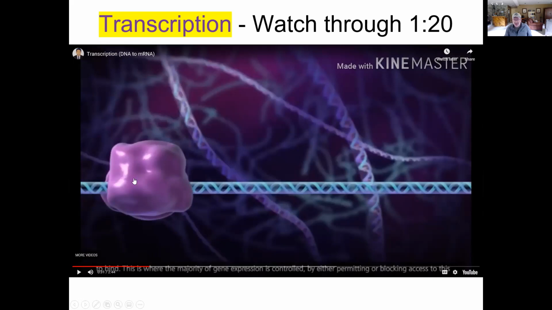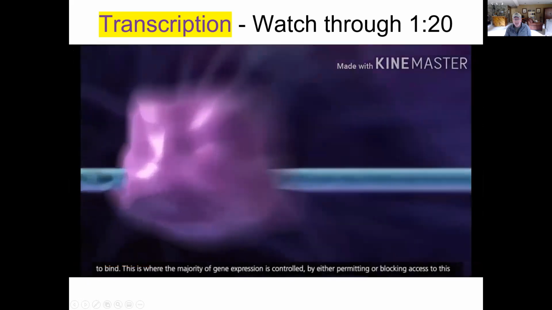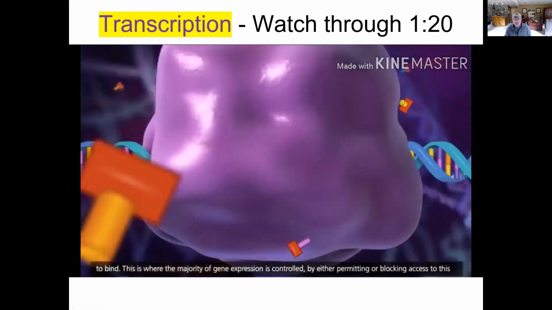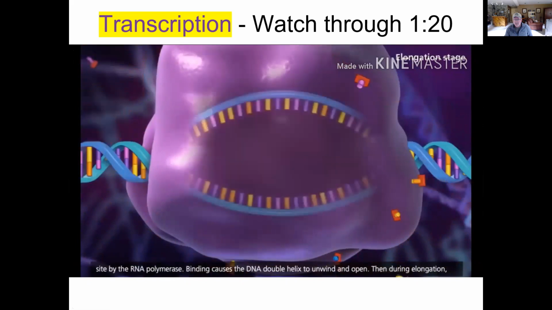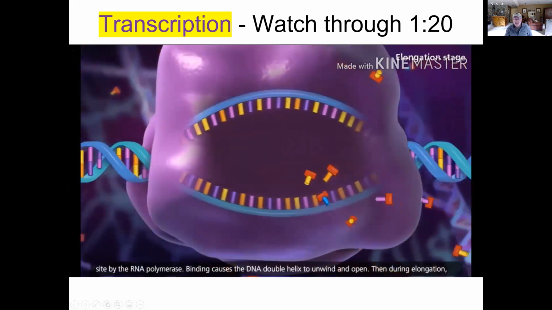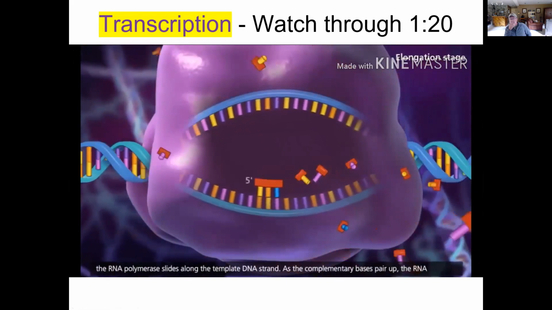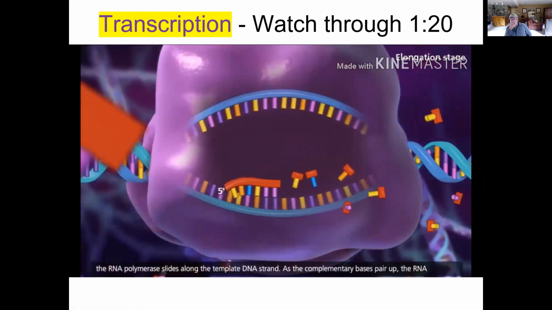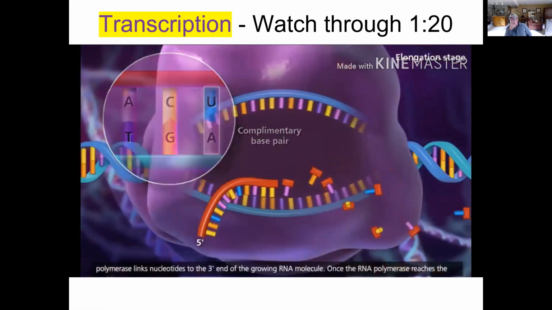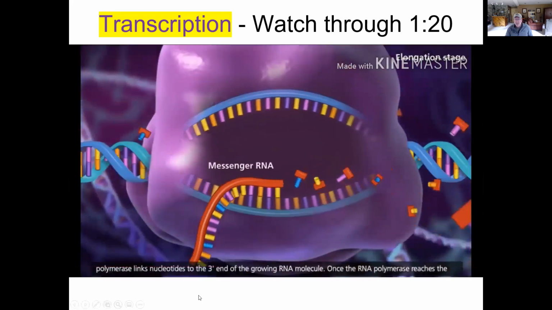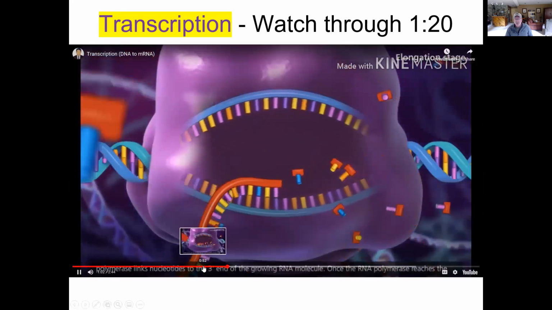And this enzyme is going to start to interact with the DNA at the promoter region, and then it's going to move along it. Let's watch what happens. This is where the majority of gene expression is controlled by either permitting or blocking access to this site by the RNA polymerase. Binding causes the DNA double helix to unwind and open. Then during elongation, the RNA polymerase slides along the template DNA strand. As the complementary bases pair up, the RNA polymerase links nucleotides to the 3' end of the growing RNA molecule.